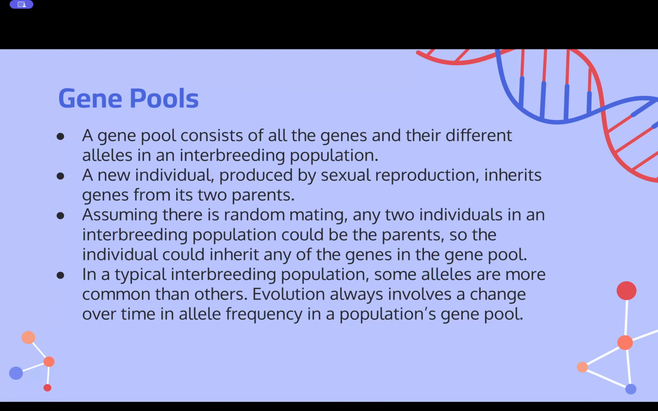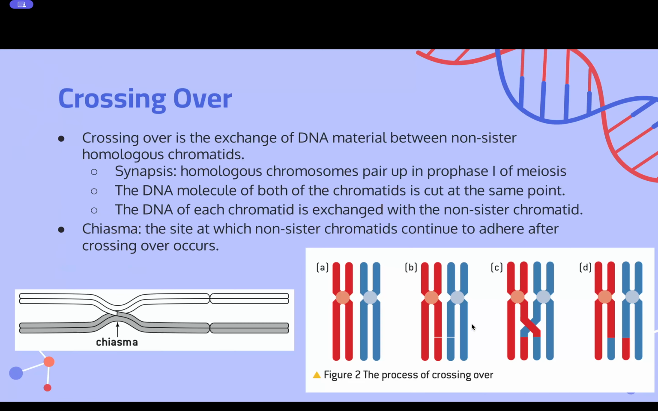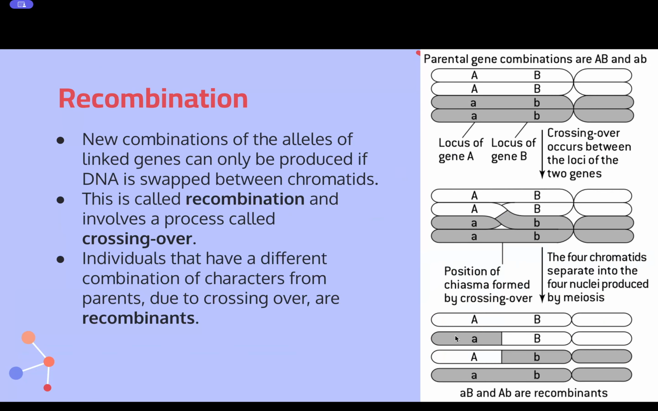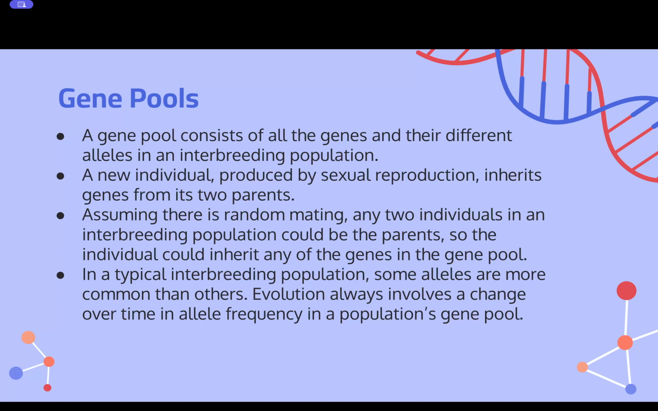Gene pools. So a gene pool consists of all the genes and their different alleles in an interbreeding population. If we go by this, for example, think of it like this: dominant A, dominant B, recessive A, and recessive B are the four alleles, and all of them are part of the gene pool in an interbreeding population.